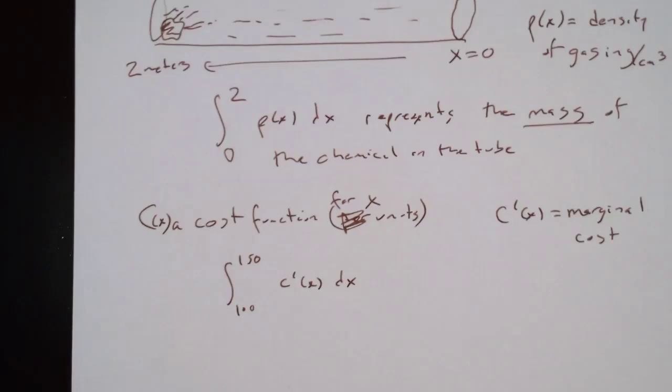What does it mean for my shoes? The what between 150 and 100? The total change in cost. Add up all the little individual costs, you get the total change, the net change in cost, to raise production from 100 to 150 units.